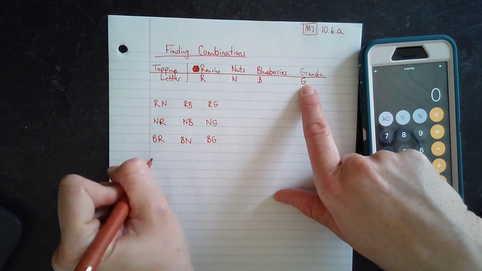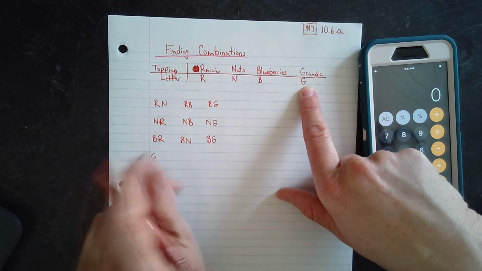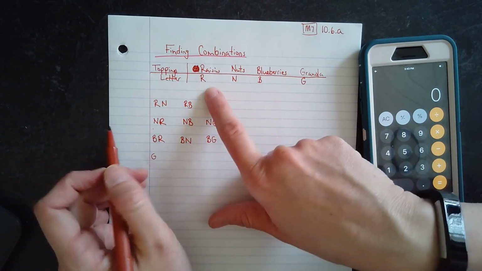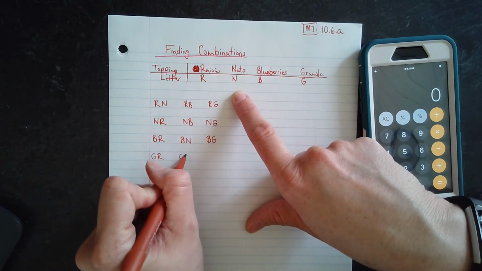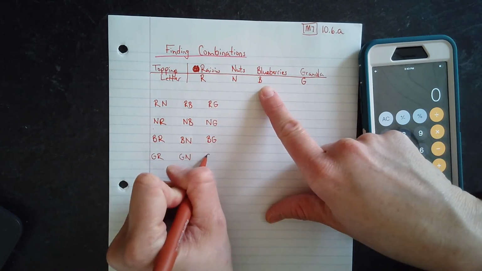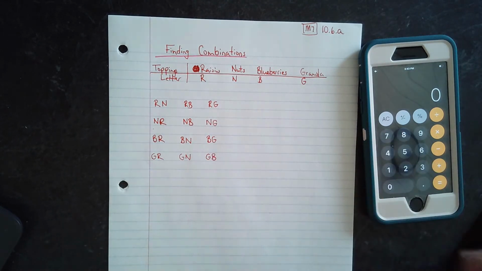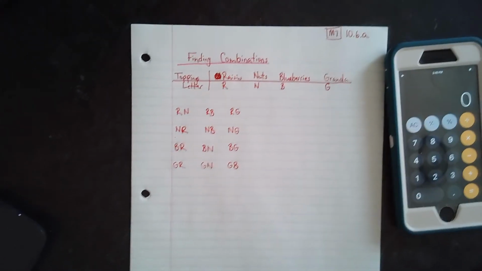And some of you are already seeing a problem here, but just bear with me. Let's finish the whole example. Granola could go with raisins. Granola could go with nuts, and granola could go with blueberries. So have you caught the problem yet? Do you see what the issue is? If you don't see it yet, I will tell you, don't worry.